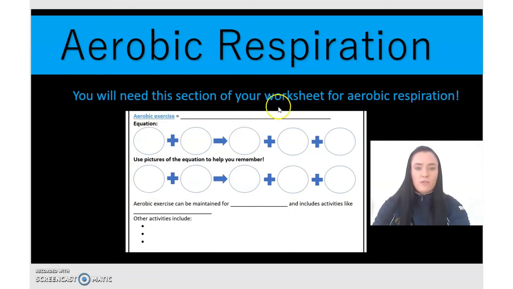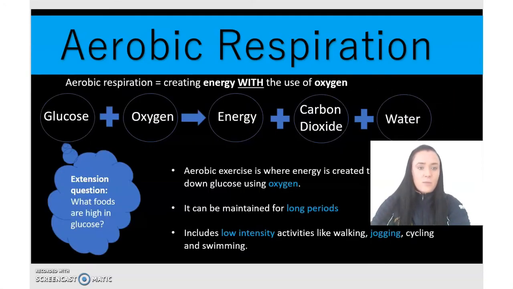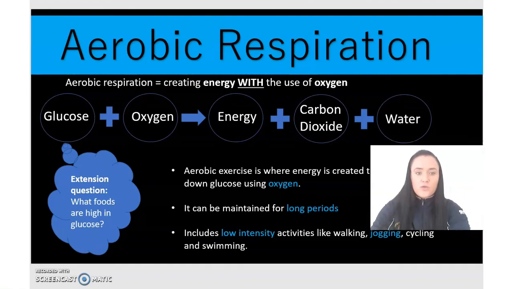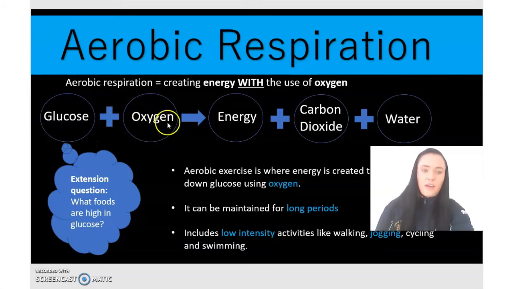So we've got aerobic respiration, and you will need this area of the worksheet for aerobic respiration. So all of your aerobic respiration stuff is in blue, just to make it nice and easy for you. So what is aerobic respiration? Aerobic respiration is where we create energy with the use of oxygen. So we use glucose, which comes from our food, and with the addition of oxygen, that creates energy and carbon dioxide and water.